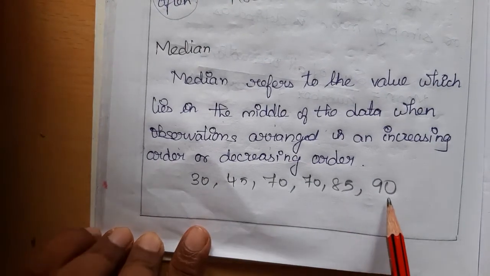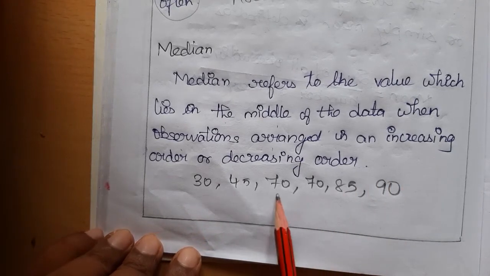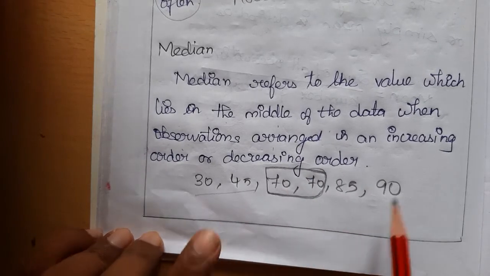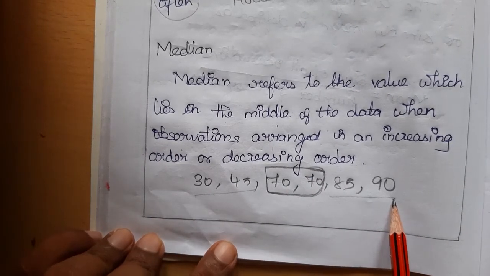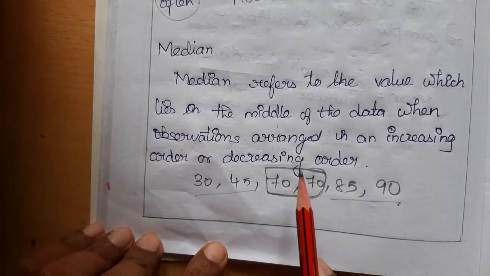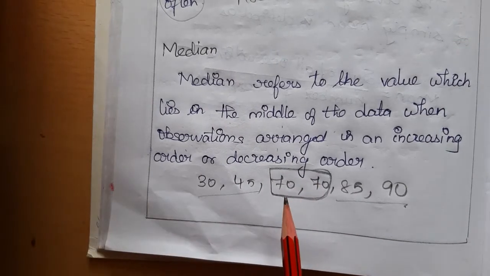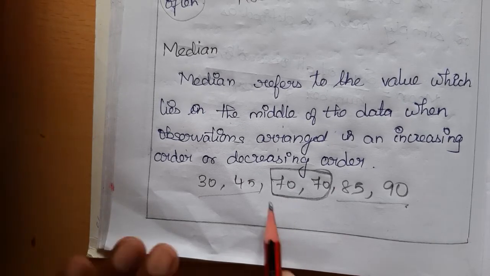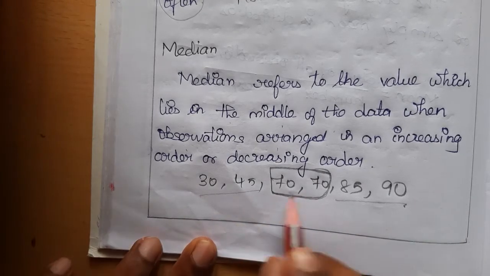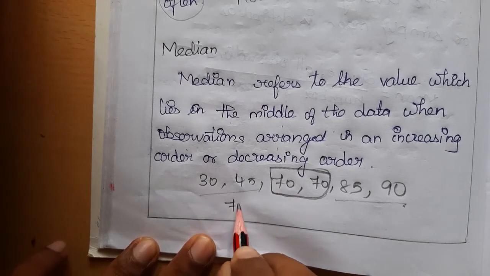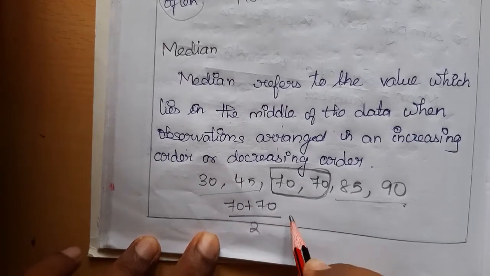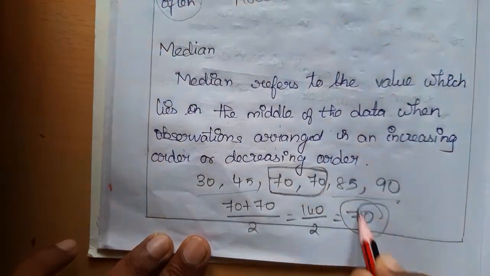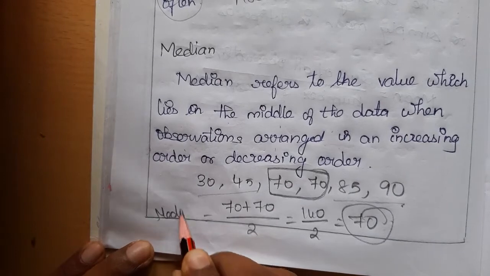So median is the middle value. Which is the middle value here? These two are the middle values, right? This side we have an equal number, and this side also we have an equal number. Sometimes we get a single median, sometimes we get two medians, but here the two medians are the same, right? So median is equal to 70. Even if they are different, you can find the average of the two, and that is the median. The average we find as 70 plus 70 divided by 2, which is equal to 140 divided by 2, which is equal to 70. This 70 we call the median.